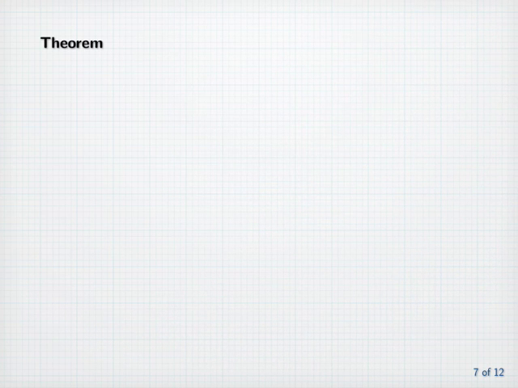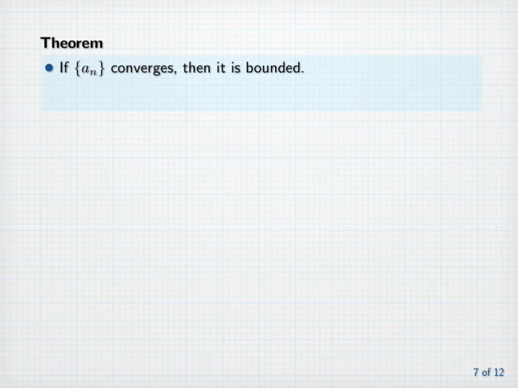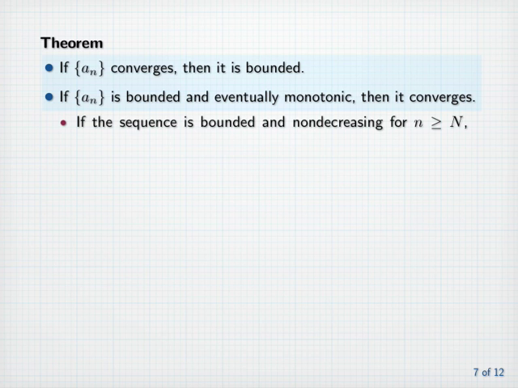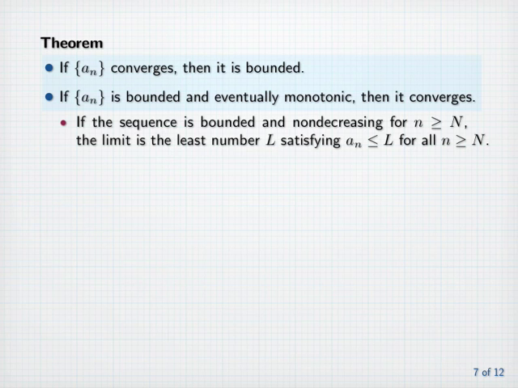Now that we're familiar with the concepts of boundedness and monotonicity, we can state a very important theorem. If the sequence a sub n converges, then it is bounded. If the sequence a sub n is bounded and eventually monotonic, then it converges. In particular, if the sequence is bounded and non-decreasing for n greater than or equal to capital N, the limit is the least number L satisfying a sub n less than or equal to L for all n greater than or equal to capital N.